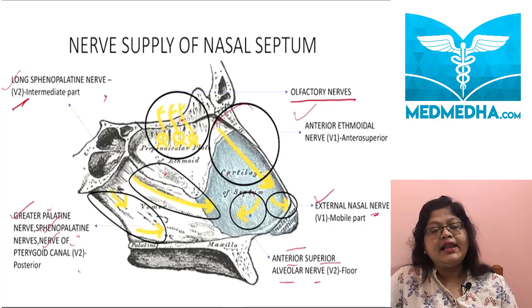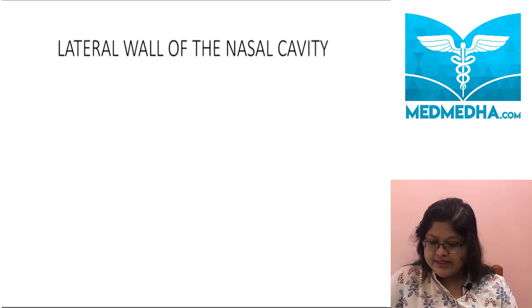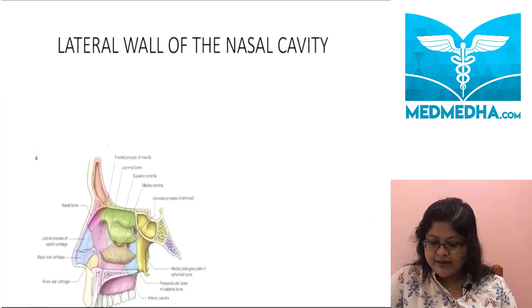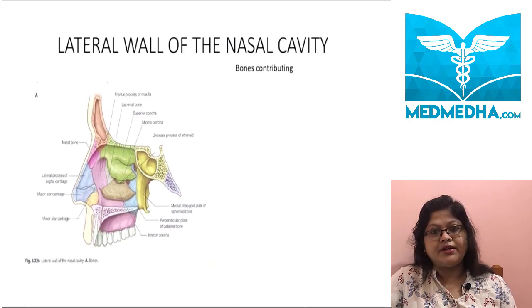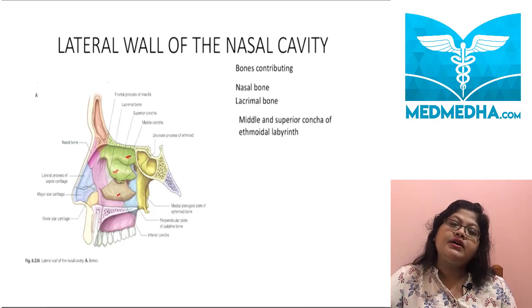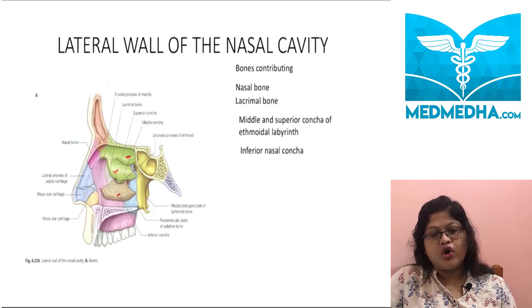Now we come to the lateral wall of nasal cavity. The lateral wall of nasal cavity, as we see here, is mainly characterized by the turbinates. Now, what are the bones contributing to the lateral wall of the nasal cavity? First of all, it is the nasal bone. Next, we have the lacrimal bone. Next, we have the superior and the middle concha of the ethmoid. And lastly, we have the inferior nasal concha.